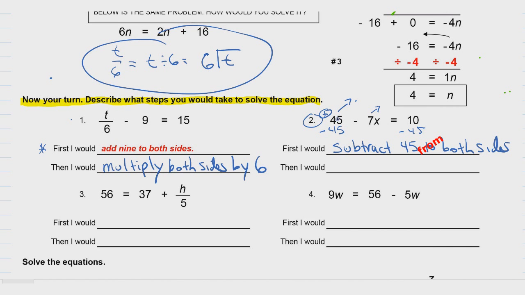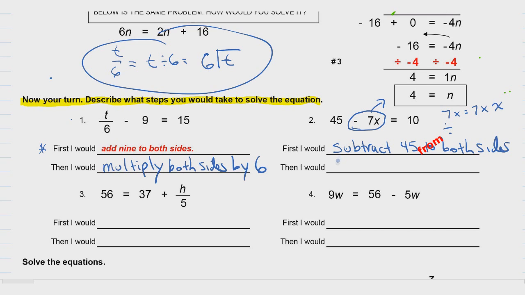So I do that first. The 45's gone, and now you have the 7 and the x. Well, first off, it's not just a 7, it's a negative 7, because there's a minus sign right there. And we already talked about it. You're going to move the 7. And what is the opposite operation? Well, 7x equals 7 times x. So the opposite operation would be division.